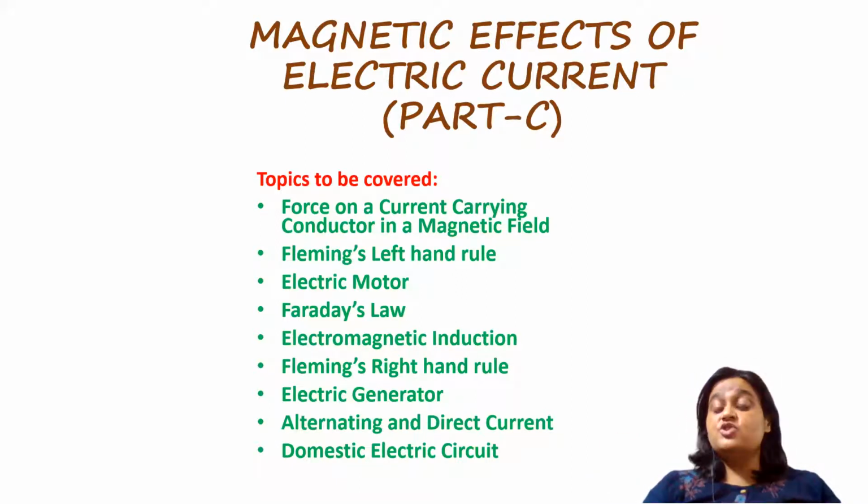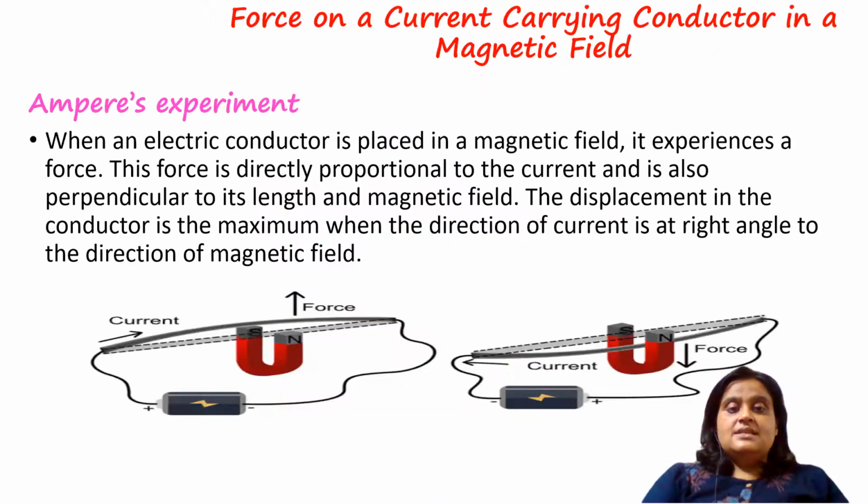What do you mean by EMI? In the generator, we are quite aware of what a generator is and how it works, and how it depends on EMI, that we will just have a look at. AC and DC, alternating and direct current, and the last is domestic electric circuit. We are going to cover these in this chapter. So let's start now.